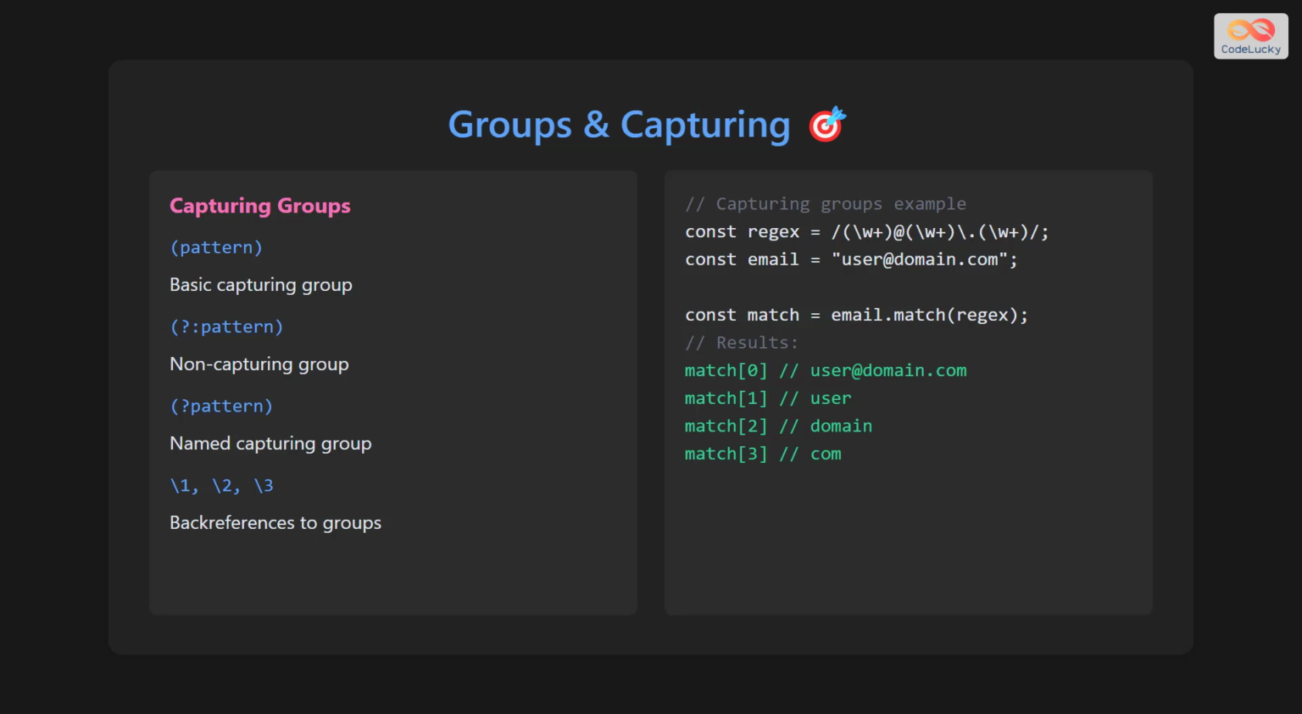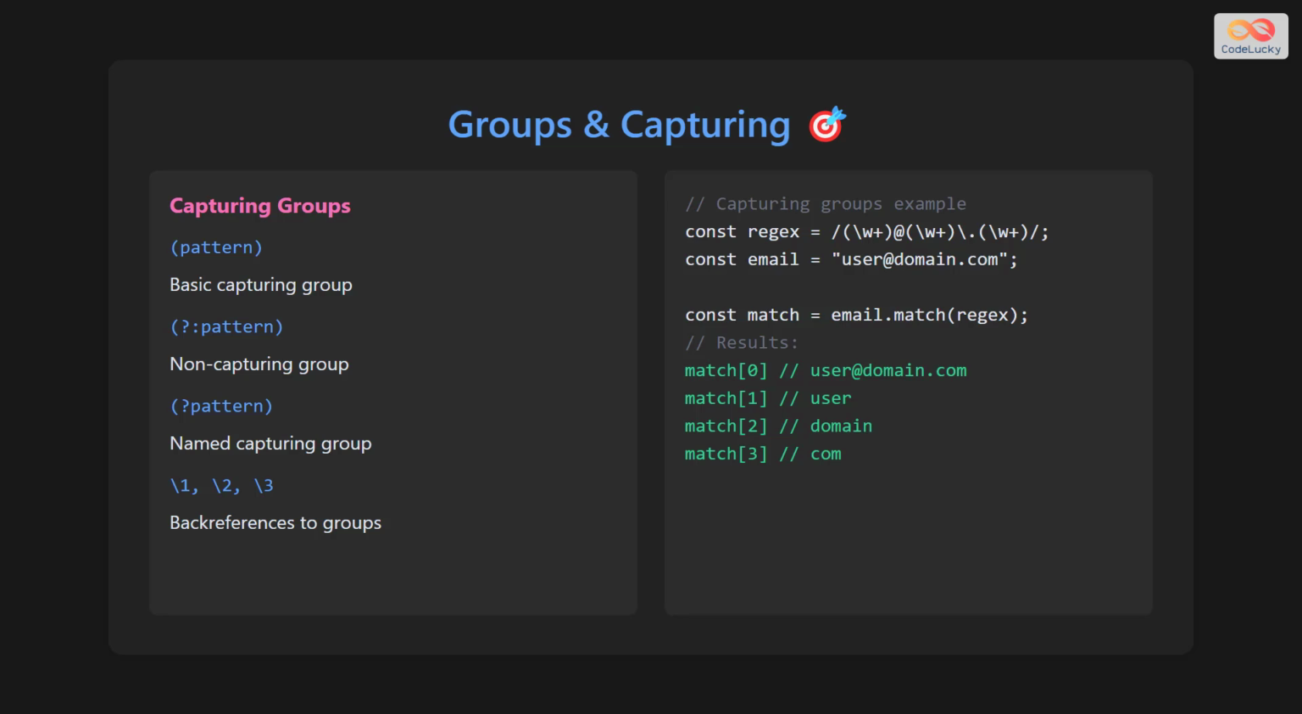Capturing groups are a way to treat multiple characters as a single unit. These groups can later be referenced for further use. A pattern enclosed in parentheses creates a basic capturing group. A pattern enclosed in parentheses preceded by ?: is a non-capturing group that does not save the captured value. A pattern enclosed in parentheses preceded by ?<name> allows capturing groups with a name. \1, \2, \3, etc. are backreferences to the captured groups.